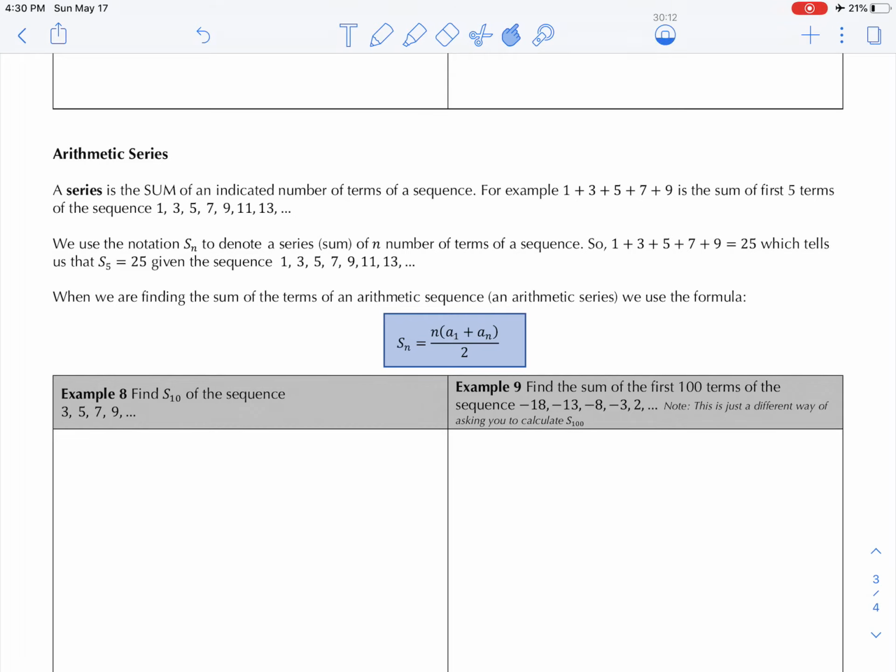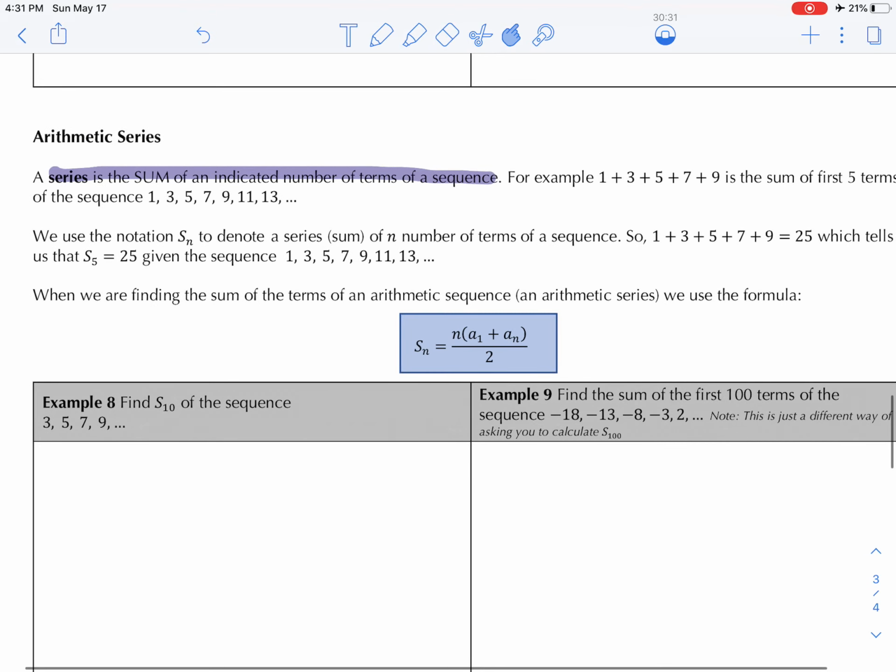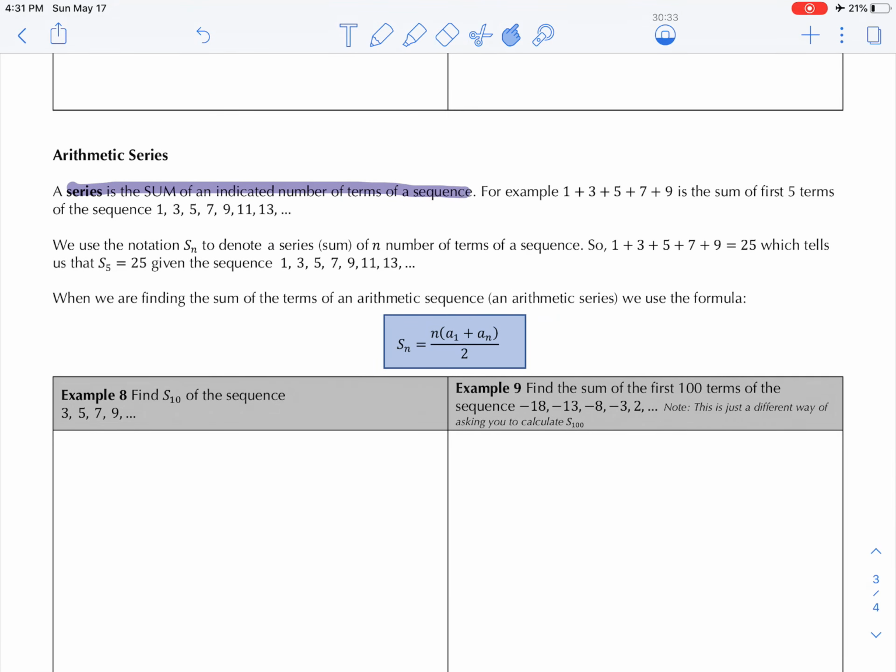Okay, so this is the last component of our arithmetic sequences notes for this week. And we're going to conclude it with this idea of an arithmetic series. So you'll see here, a series is defined as a sum of an indicated number of terms of a sequence. So for example, if I take 1 plus 3 plus 5 plus 7 plus 9, I'm taking the sum of the first 5 terms of the sequence 1, 3, 5, 7, 9, 11, 13, and so on.